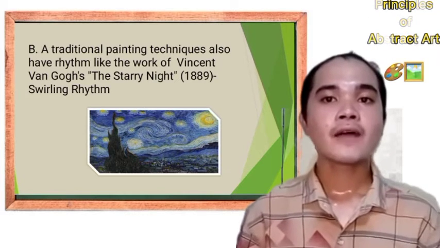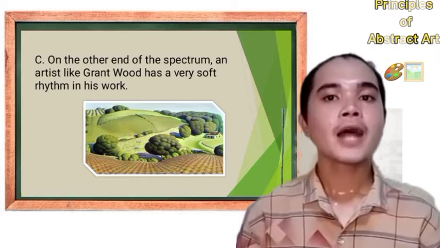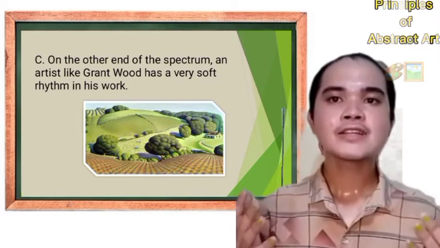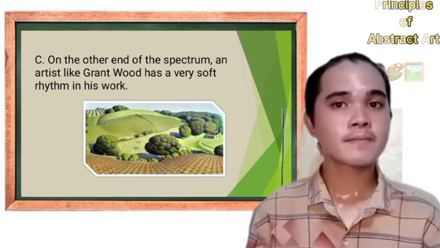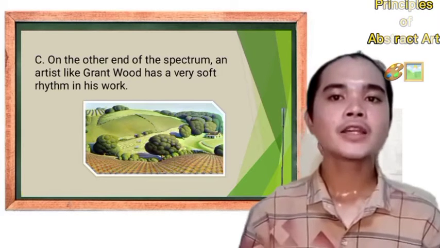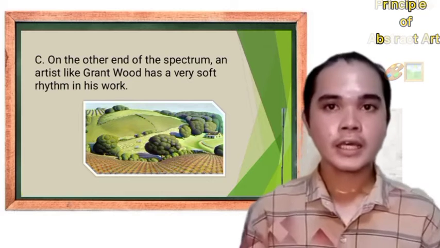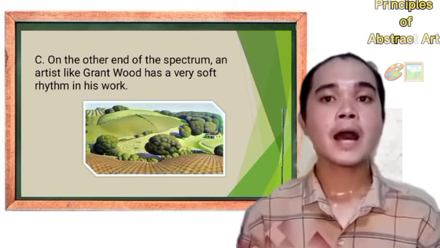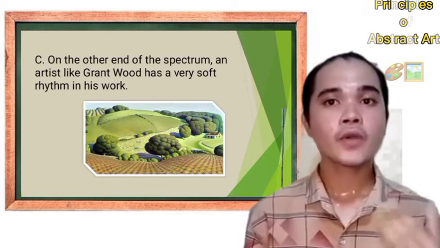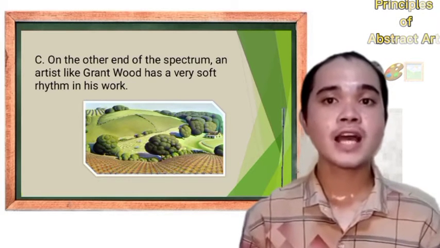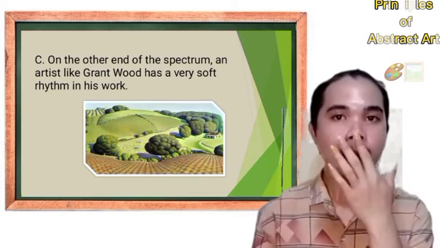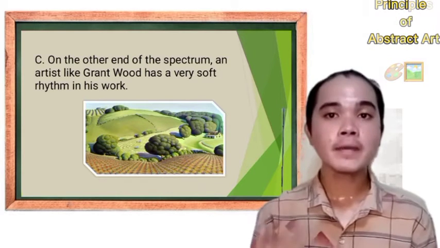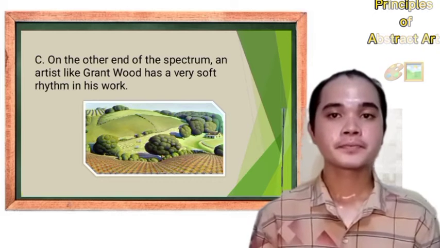And lastly, on the other end of the spectrum, an artist like Grant Wood has a very soft rhythm in his work. His palette tends to be very subtle, and he uses patterns in almost every piece of work. In a landscape like Young Corn in 1931, Wood uses a pattern to depict rows in a farm field, and his trees have a fluffy quality that creates a pattern. Even the shapes of the rolling hills in the painting repeat to create a pattern.